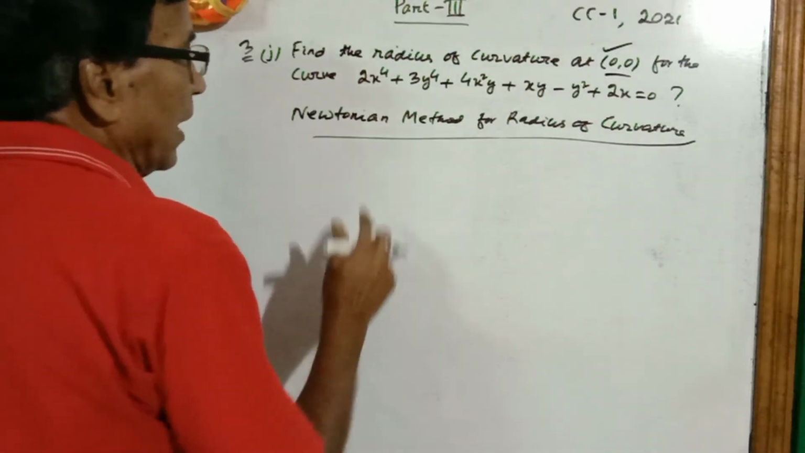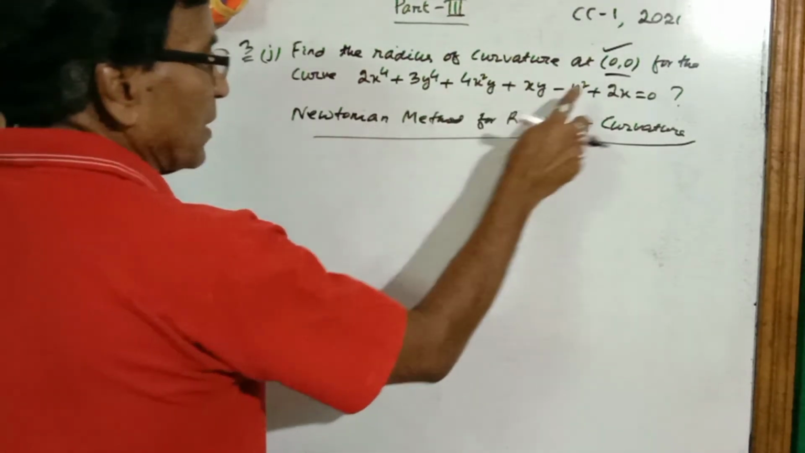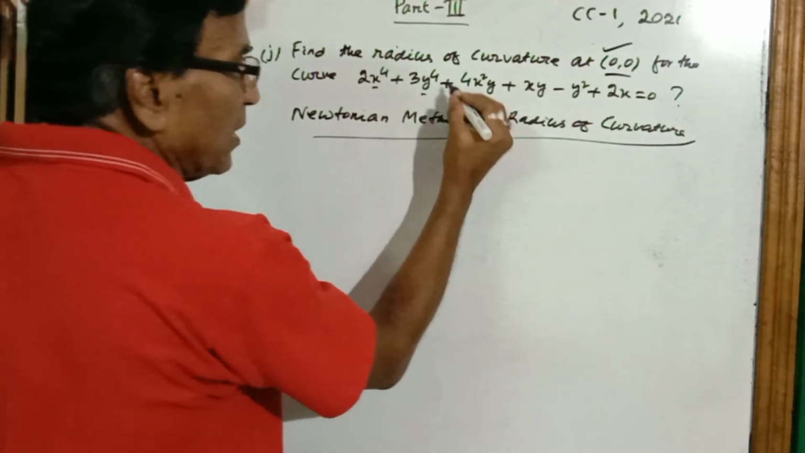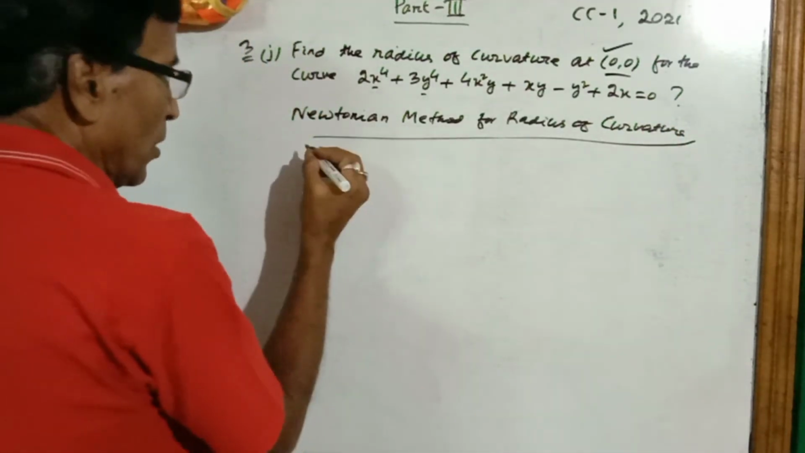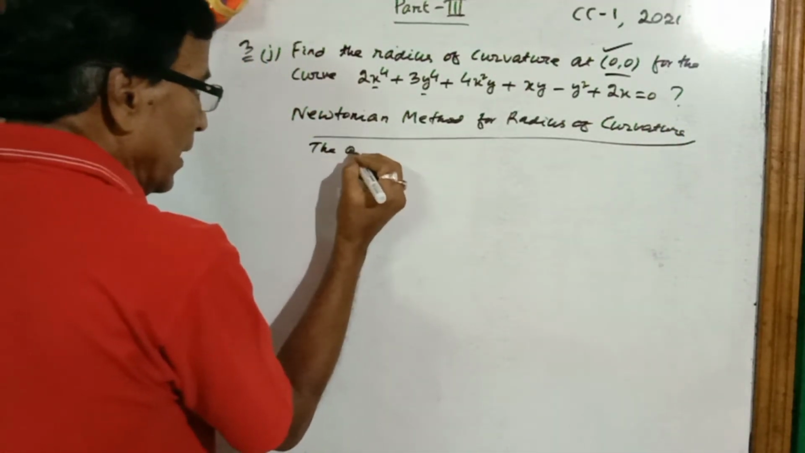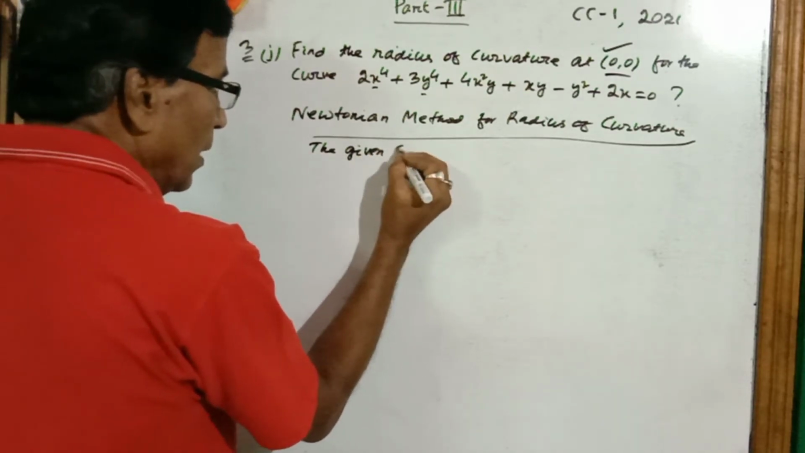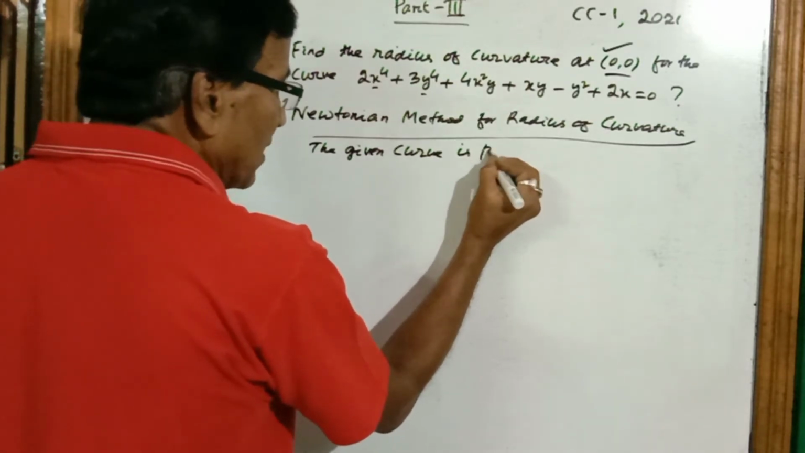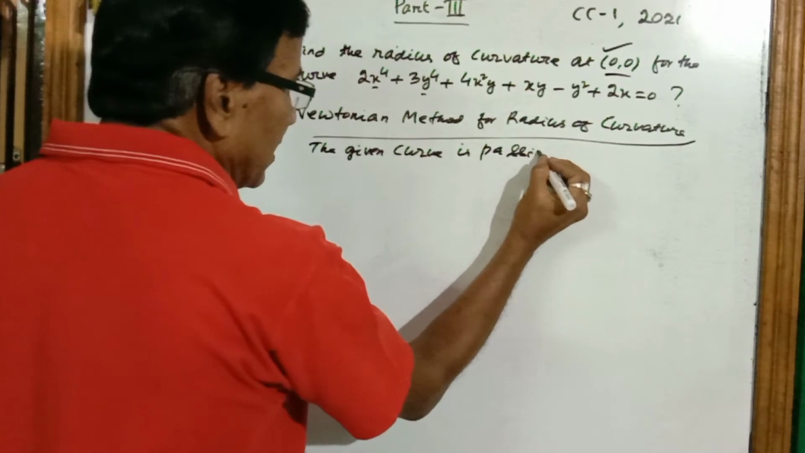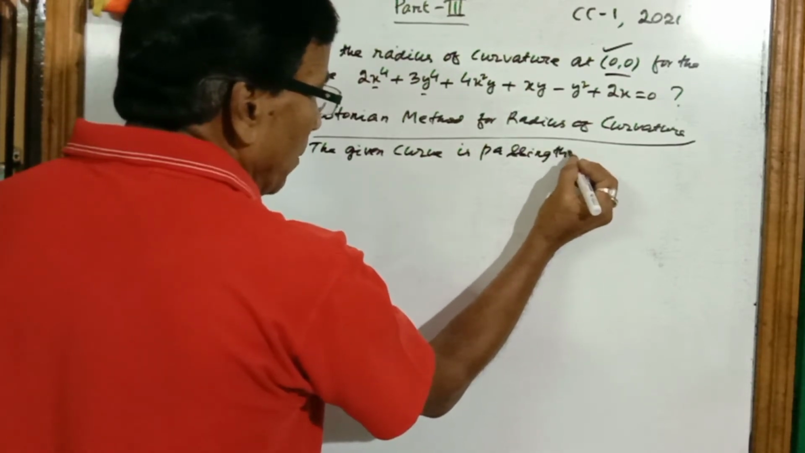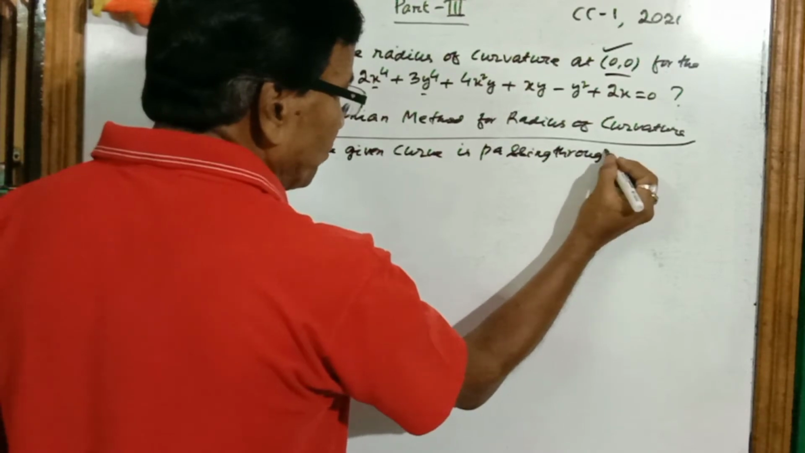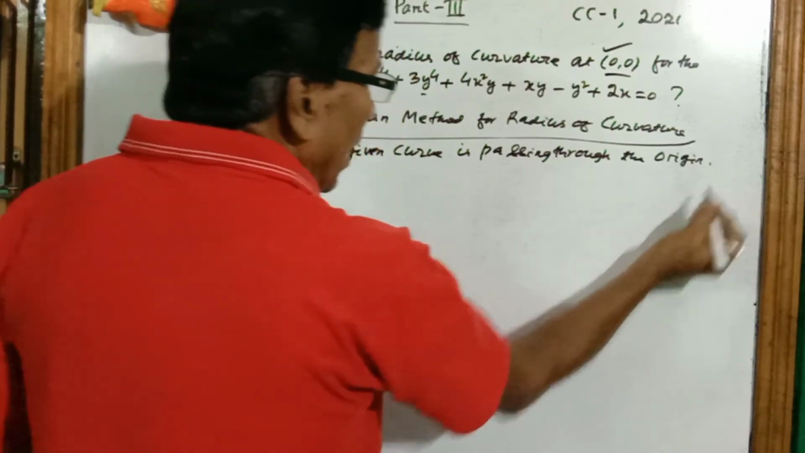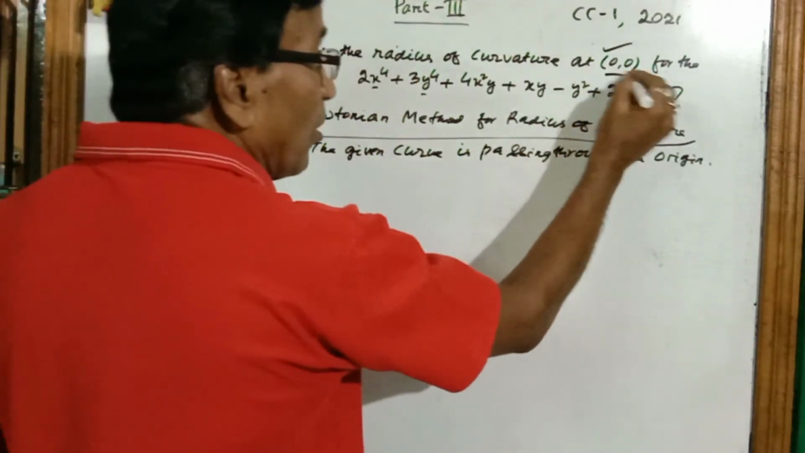Next, we have to verify whether it is passing through the origin. Yes, because for x equal to 0 and y equal to 0, this equation gives 0. So that means the given curve is passing through the origin. Next, how to find out the equation of the tangent at the origin?